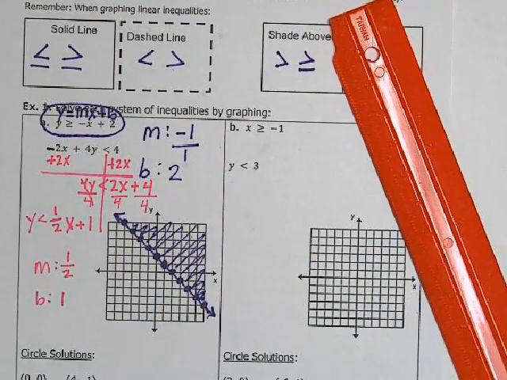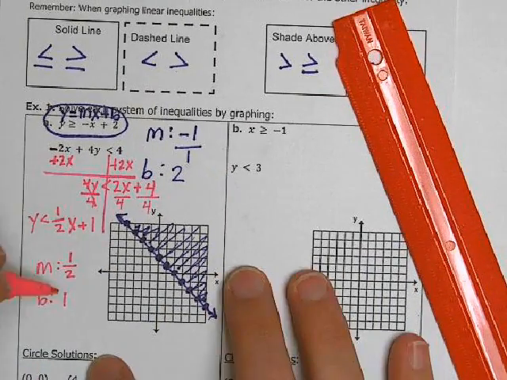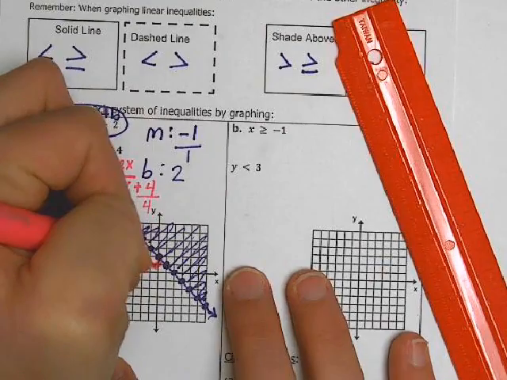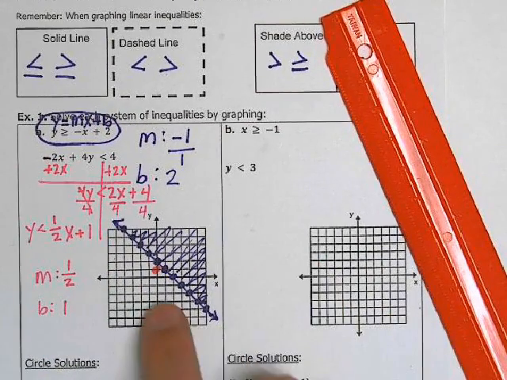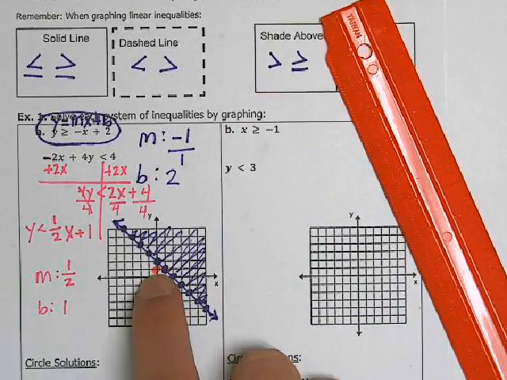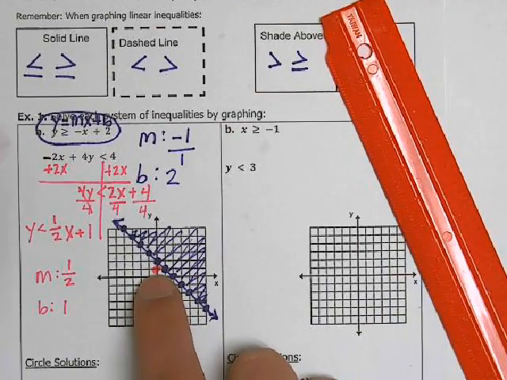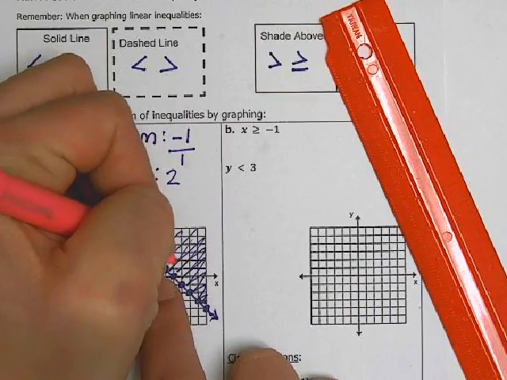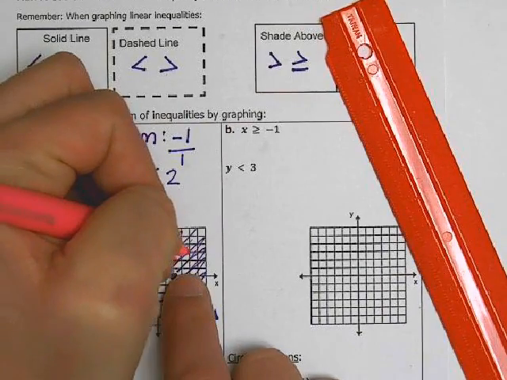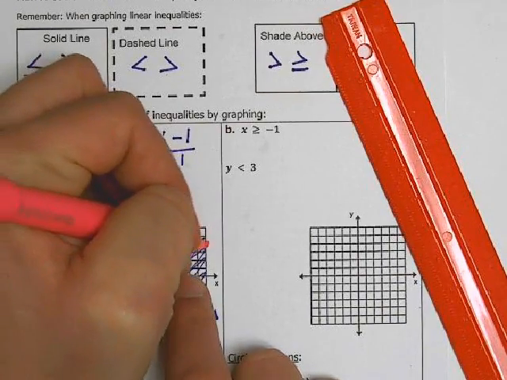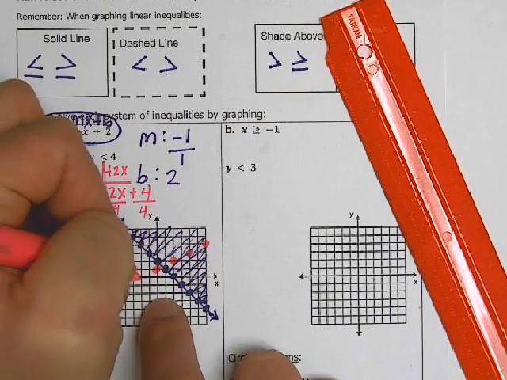Which one do I start with? B, which is positive 1. And B stands for y-intercept. So go put a dot on positive 1. Is my slope positive or negative? Positive. So am I going to go up or down? Up. How many? 1. And then to the right 2. So up 1, right 2. Put your dot. Do it again. Up 1, right 2. Up 1, right 2. Then go the opposite.